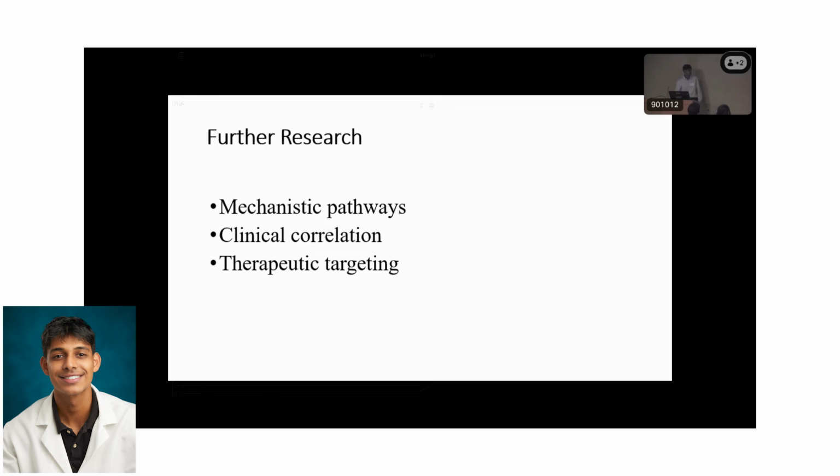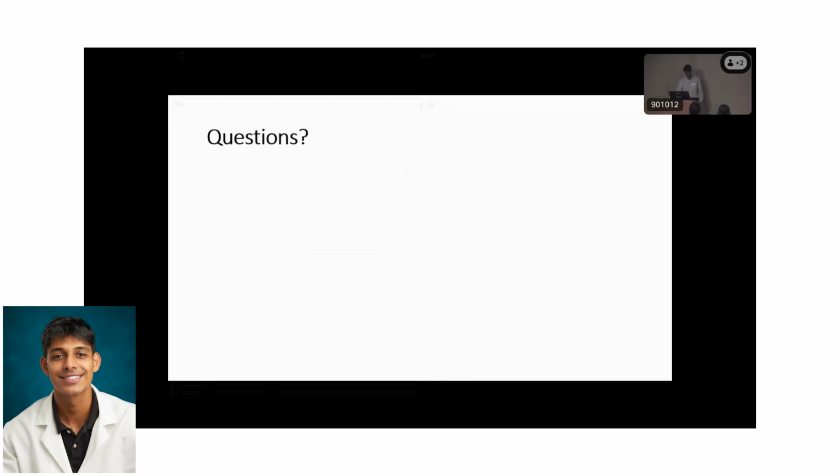So this research, again, is in its infancy, and some ways that it could be advanced would be to study the mechanistic pathways undertaken by RMST. Additionally, clinical studies could be done to see the correlation between levels of RMST within patients and their outcomes. And then finally, in preclinical glioblastoma models, therapeutic strategies could be undertaken to determine the efficacy and safety. And thank you.